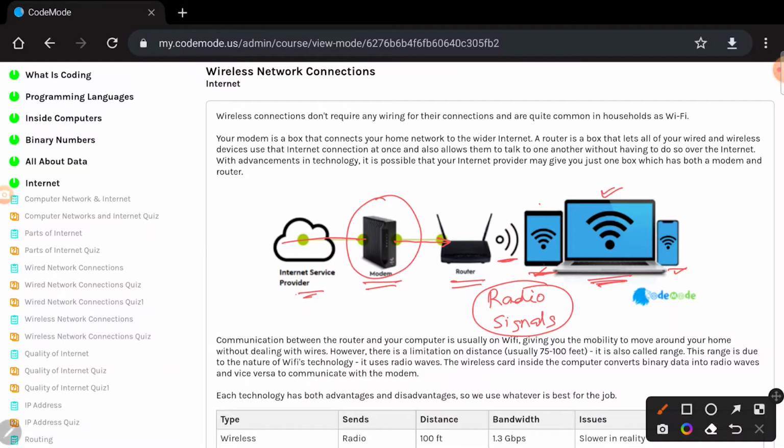Your service provider provides a modem, and in some cases you may see that modem and router both are in a single machine. It's a single device, but you may see two separate devices, or you may see a single device, but the idea is the same. You have modem, you have router. Modem sends data to router. Router is creating radio signals and sending radio signals to your devices.